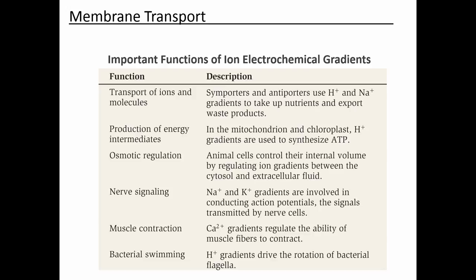Later on in the course, specifically when we talk about aerobic cellular respiration and photosynthesis, we're going to see that hydrogen ion electrochemical gradients are used to power the synthesis of ATP. ATP production requires energy, and the enzyme that produces ATP in those cases uses a hydrogen ion electrochemical gradient to create ATP. And it's also involved in these other things.